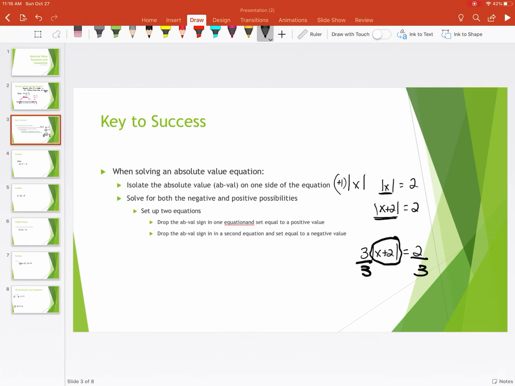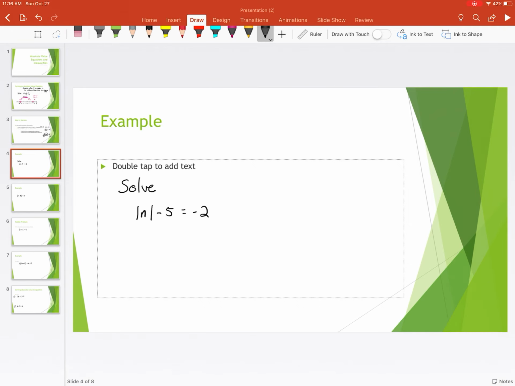Whatever is in between those bars, that has to be all by itself on one side of the equation. Then we solve for both the negative and positive possibilities. And we're going to set up 2 equations, just like what we did in the last example. So let's do a couple more examples.